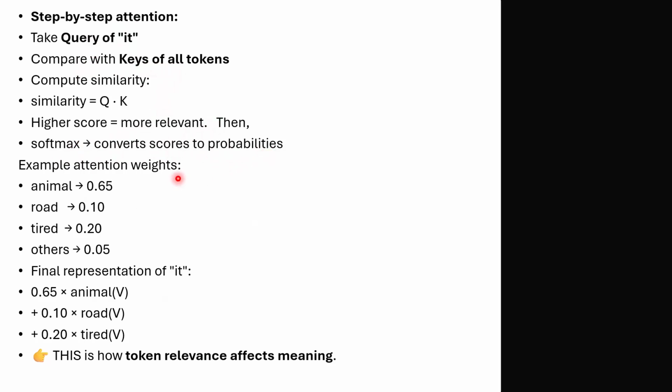An example of attention: animal has 0.65, road has 0.10, tired is 0.20, and others are 0.05. So the final representation of "it" takes 65% of animal's V, 10% of road, and 20% of tired. This is how token relevance happens. Finally, "it" refers to the higher weight, which is animal.